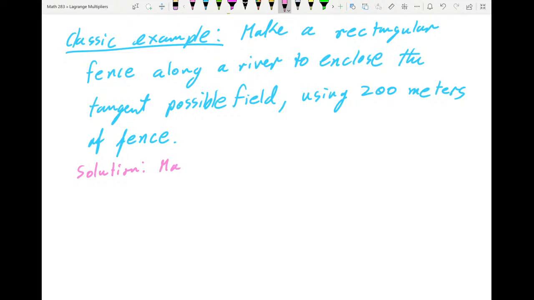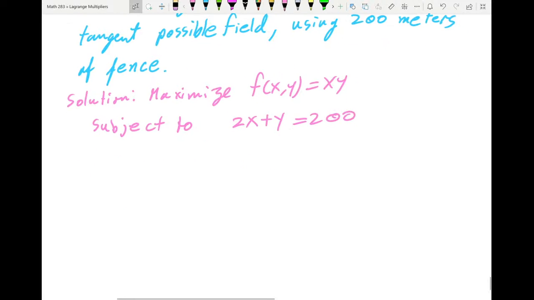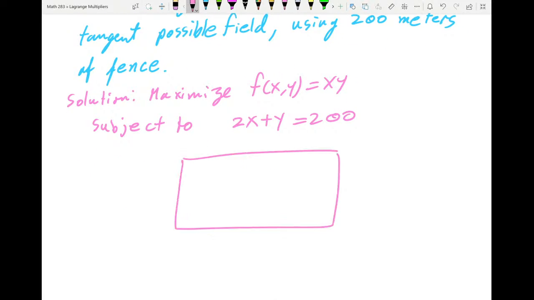So let's look at this problem. So that's the fencing, right? To maximize the area, subject to this constraint. This is the typical problem you've seen in pre-calculus. Remember, it's corral, right? Corral.